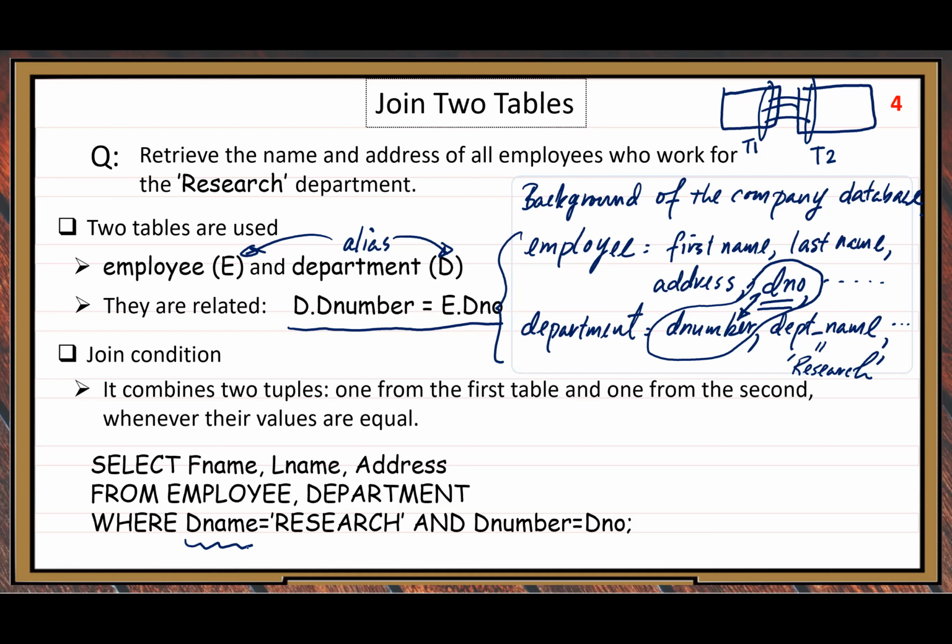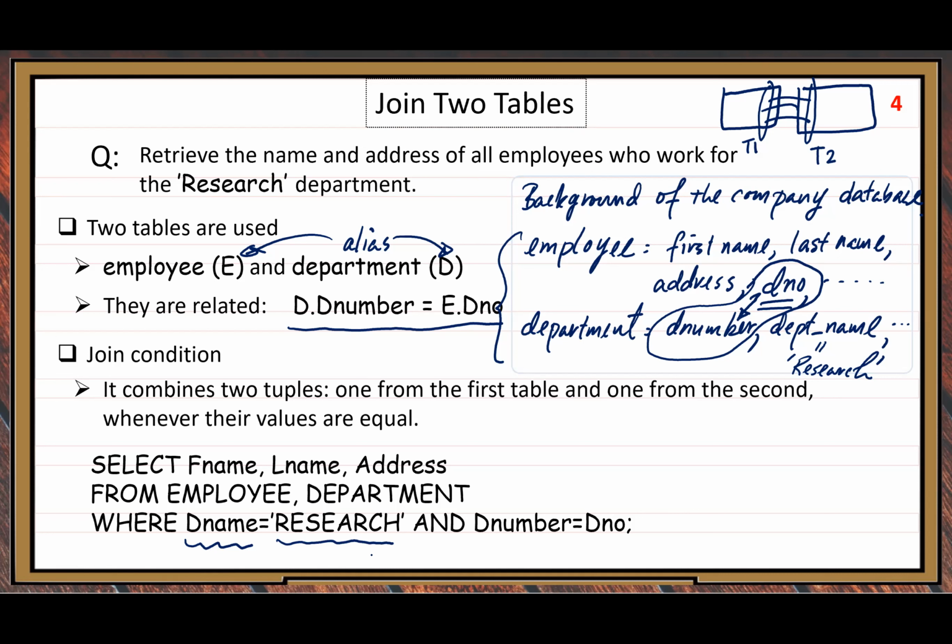So D name equals single quotes Research. Why capital? Because here the data is case sensitive. Probably just my writing. If the data is not capitalized, then we should not use capitalization. You have to use the same spelling, since it is case sensitive.